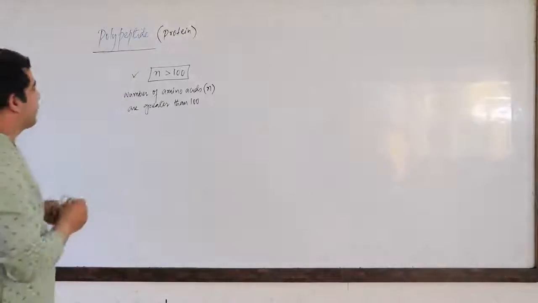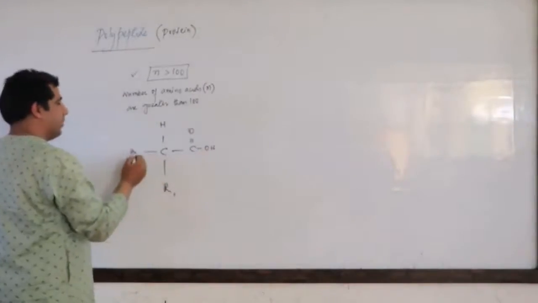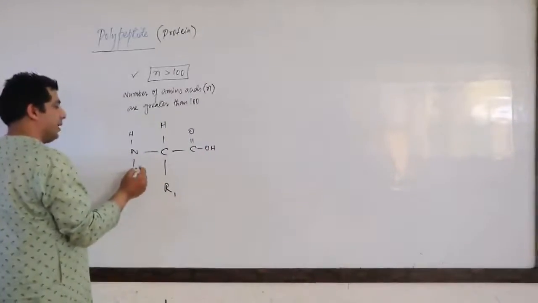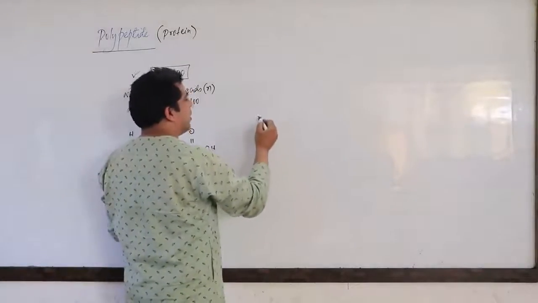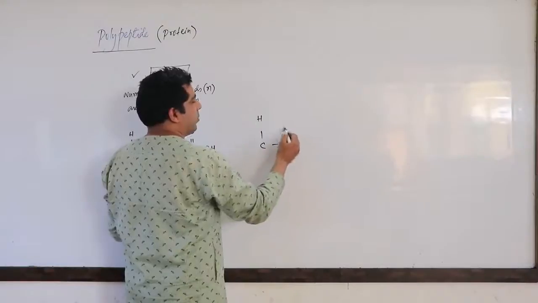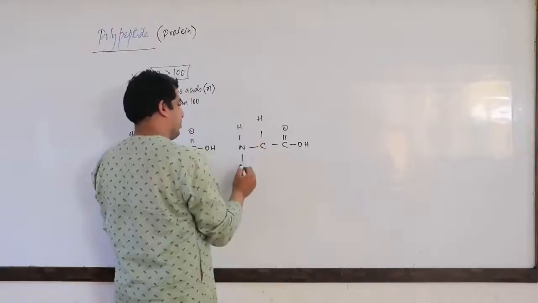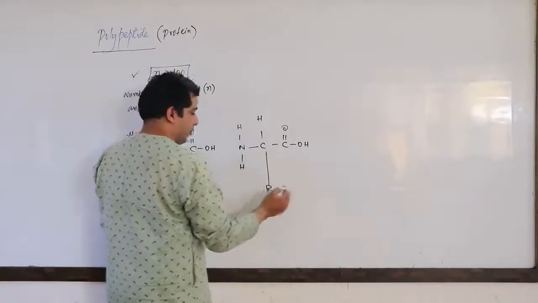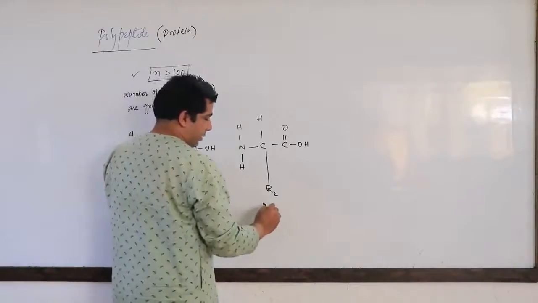Have a look here. I will take one amino acid here. H. Let's suppose the side chain is R1. C double bond O and OH. Then finally I will write down here NH2. It has a lone pair, don't forget that. So let me write down one more. Let's suppose H, C double bond O and OH, and here we have N, H, H, and here let's write R2. Let's suppose this is amino acid 1, this is amino acid 2.